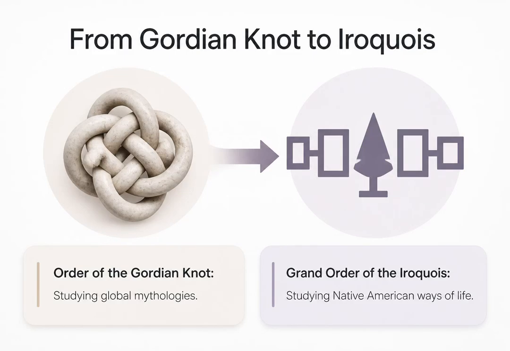To pass the time, Morgan formed a club called the Order of the Gordian Knot to study and compare Greek mythologies with other global legends. Later, this club was redesigned into the Grand Order of the Iroquois. The Iroquois were a confederacy of Native American tribes in the Northeast. The club shifted its focus to discussing the unique cultural practices, religions, and customs of these indigenous communities living in autonomous reserve areas.